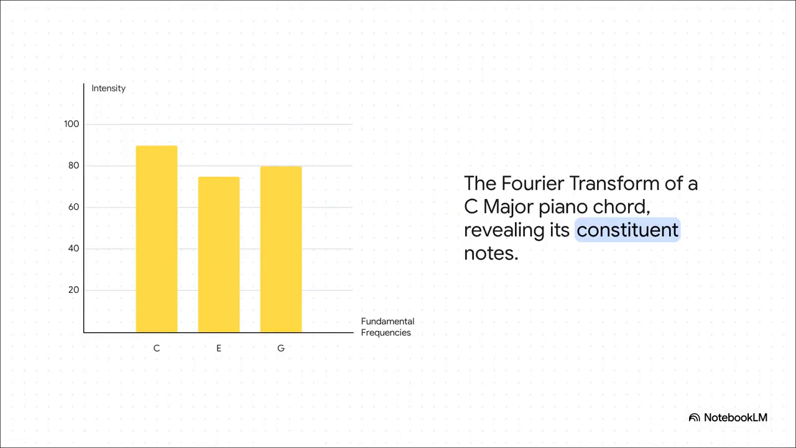And here it is. This is the payoff. When we run our piano chord through the Fourier transform, bam, the mystery is solved. You see those three big, tall peaks? Those are the fundamental frequencies for the notes C, E, and G. The smaller peaks are the overtones, which is what gives a piano its unique sound. We just turned that messy wave into a simple, readable musical recipe.